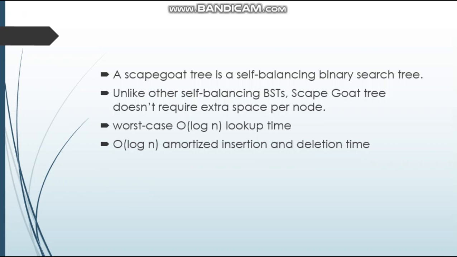Unlike other self-balancing binary search trees, a scapegoat tree doesn't require extra space per node. For example, in a red-black tree, nodes are required to have a color. It has O(log n) lookup time, and it also has O(log n) amortized insertion and deletion time.